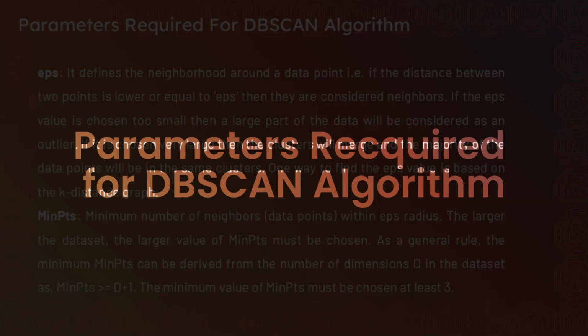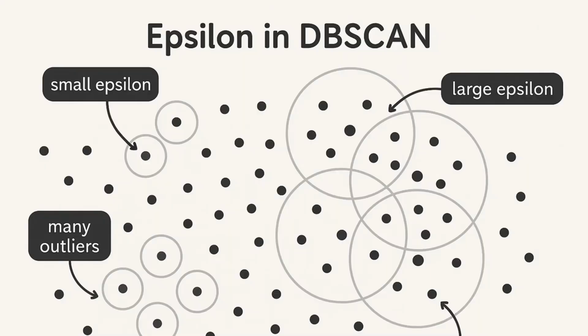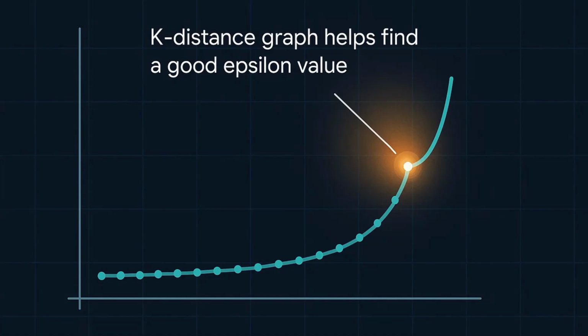Parameters required for DBSCAN algorithm. The DBSCAN algorithm needs two key parameters, epsilon and minimum points. Epsilon defines the neighborhood around a data point. If the distance between 2 points is less than or equal to epsilon, they are considered neighbors. If the epsilon value is too small, many points may be labeled as outliers. If it's too large, separate clusters may merge together. One way to find a good epsilon value is by using a k-distance graph.